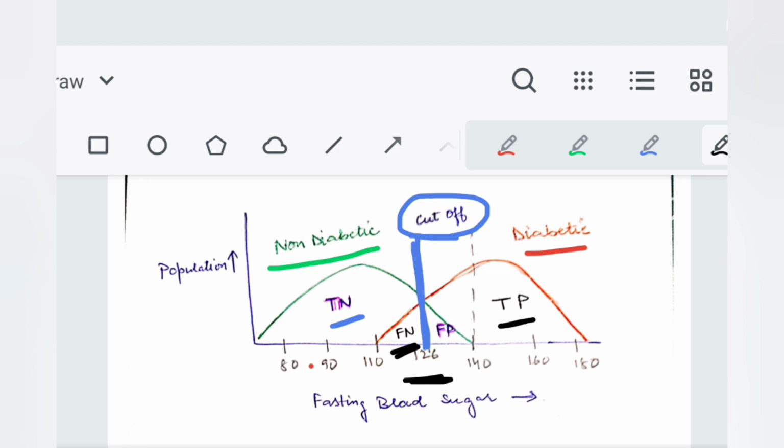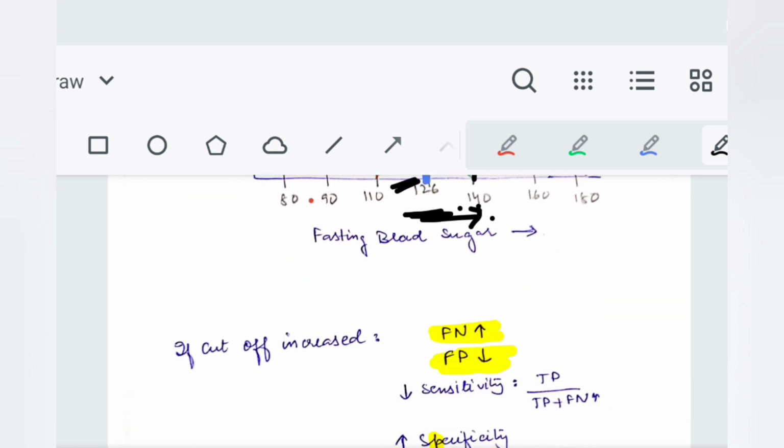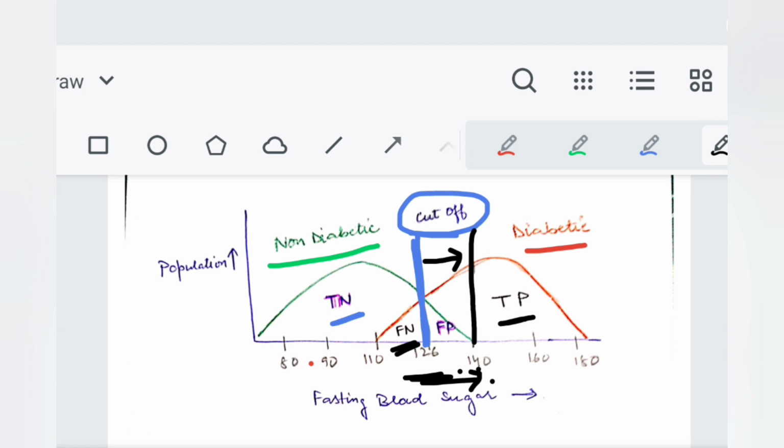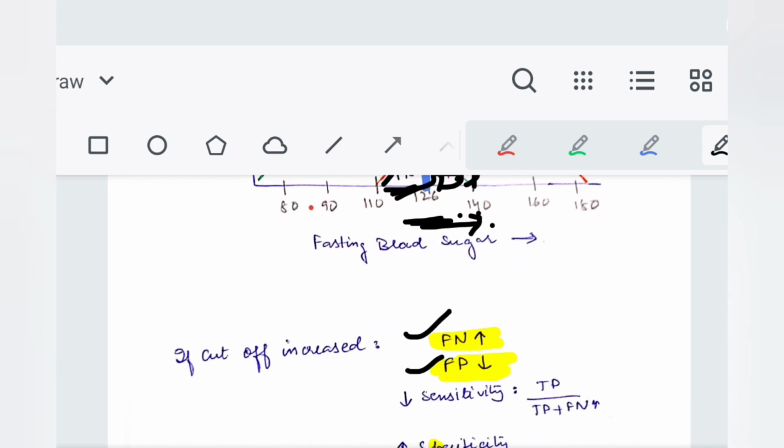Now suppose we increase the cutoff, what will be the impact on our screening test? Suppose we increase it to 140. Now this is the benchmark. What happens is false negative increases and false positive decreases. Let's see how. See, this point is going over here, right? So this part is increasing and this part is decreasing. So false negative will increase and false positive will decrease.